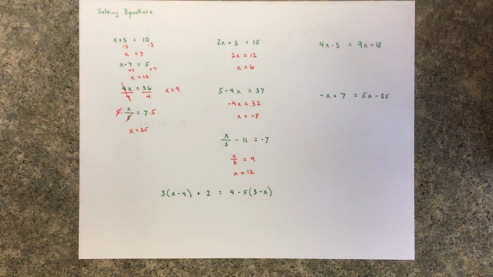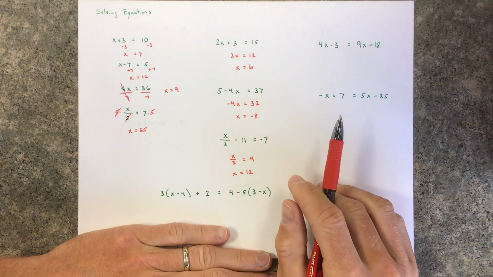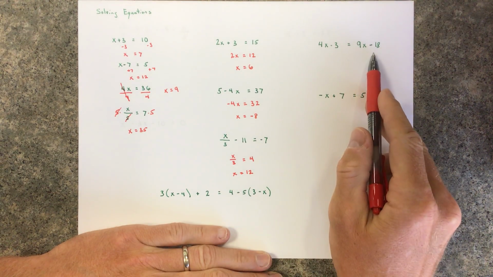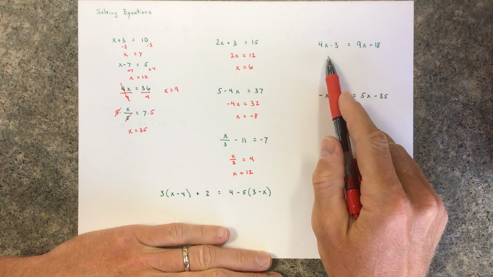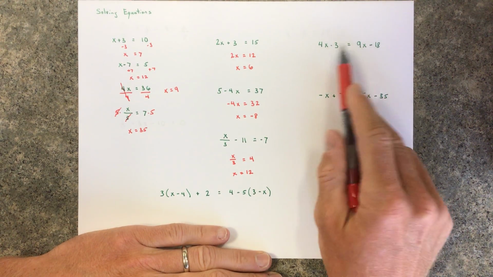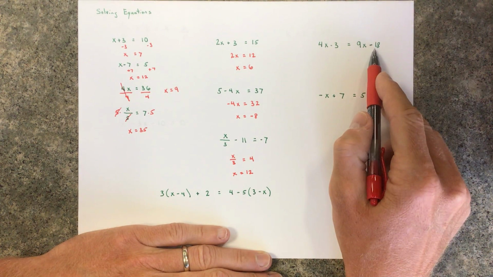Okay, the next one, 4x minus 3. Ooh, now I have x's on both sides of the equation. So I'm going to look at combining like terms. I'm going to get the x's to the right side of the equation and the numbers, or the constants, to the left side. I only picked the right side for the x's because there are 9 here and 4 here. So what I'm going to do is subtract 4x from both sides.